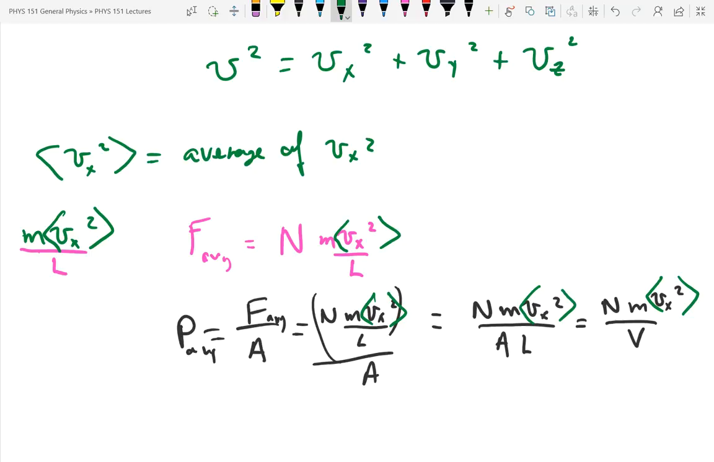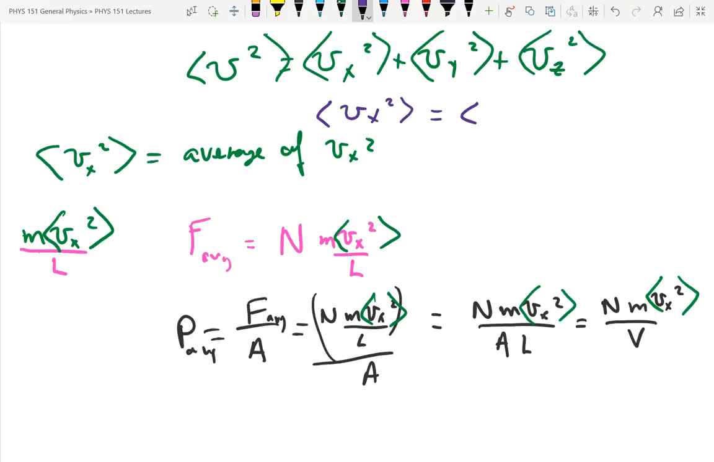So the speed squared is equal to speed in the x direction squared plus speed in the y direction squared plus speed in the z direction squared. Well, if I take the average, the average speed squared is the average speed in the x direction squared plus the average speed in the y direction squared plus the average speed in the z direction squared. And the second condition is, if you have gas molecules bouncing around, how is the speed in the x direction squared going to relate to the speed in the y direction squared?